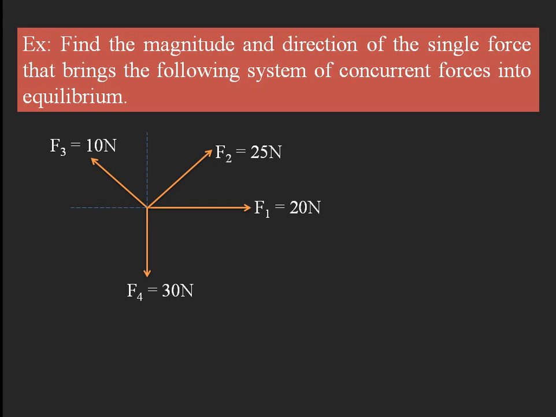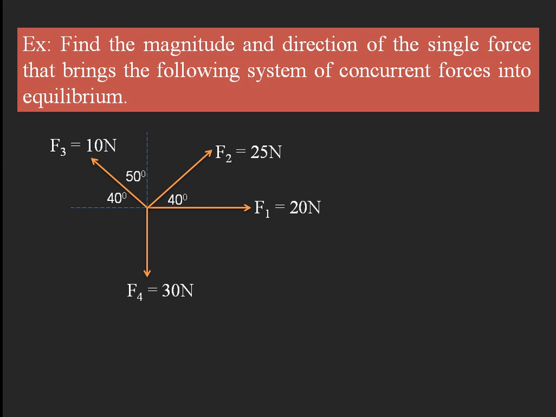Now for finding that, first we have to find the sum of all horizontal forces and the sum of all vertical forces. Whenever forces act at a particular angle, we can divide them into two components, a horizontal component and a vertical component. So for finding the resultant force, first we need to find the sum of all horizontal components of these forces and the sum of all vertical components of these forces.